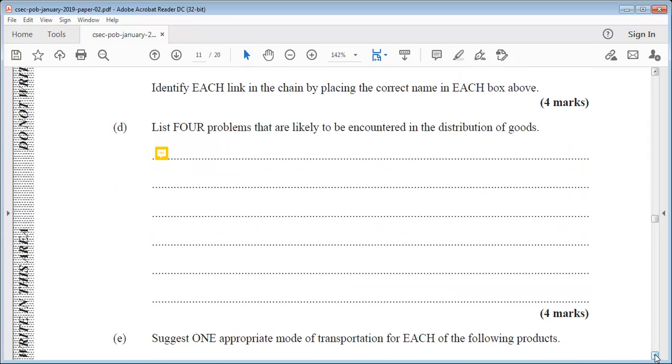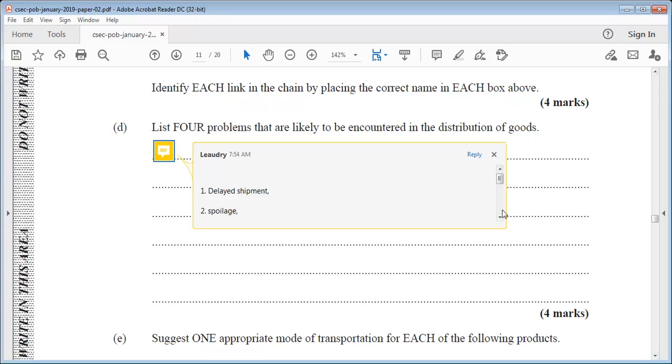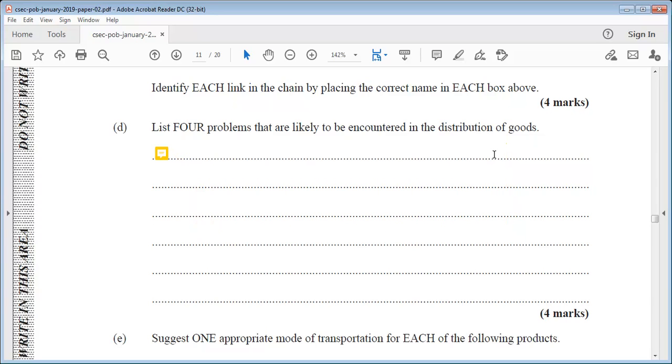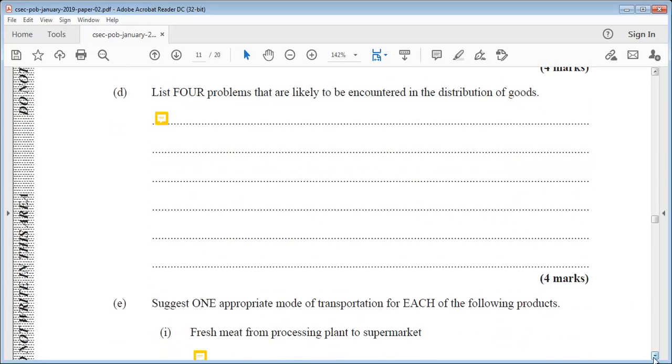The D part of the question says, list 4 problems that are likely to be encountered in the distribution of goods. So, 4 problems. One, delayed shipment. Two, spoilage. Three, misdirection of goods. Four, inadequate warehousing facilities. Five, lack of proper security measures. Six, industrial unrest. And seven, ineffective communication. So those are some problems that are likely to be encountered in the distribution of goods, and you'll get your 4 marks.